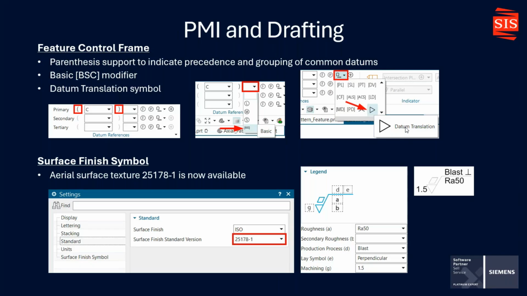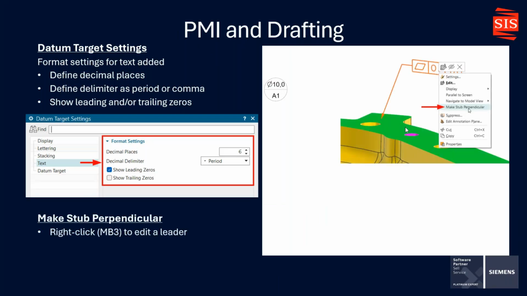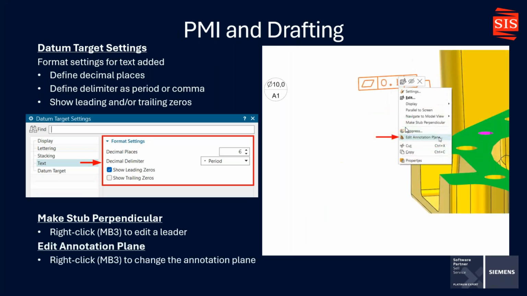And with the surface finish symbol, areal surface texture has been added. For datum target, there are format settings to define decimal places. The delimiter is either a period or a comma, and you can show the leading or trailing zeros. You can right-click GD&T objects to make the stub perpendicular, or to edit the annotation plane. And these are just a few of the enhancements for PMI and drafting.